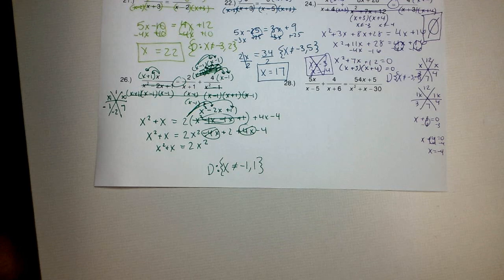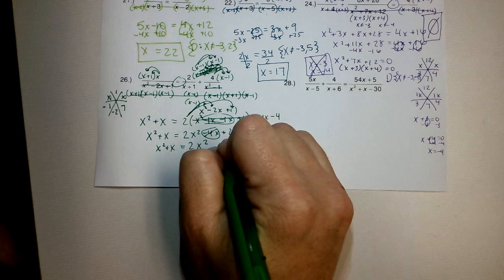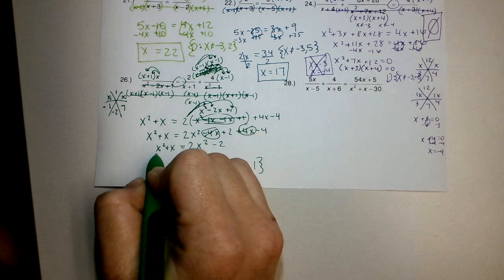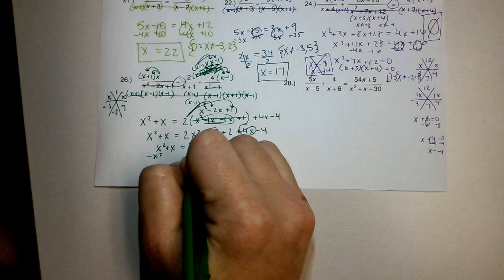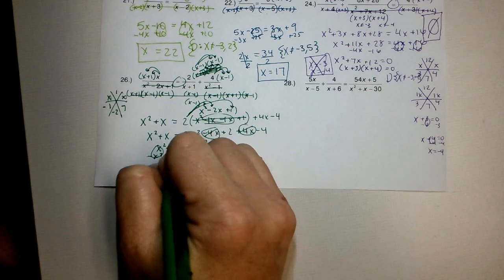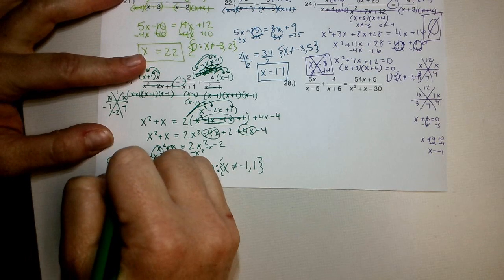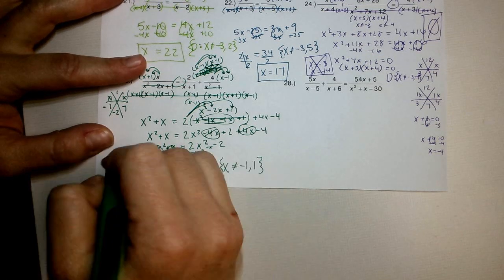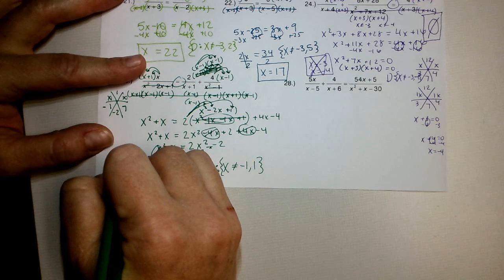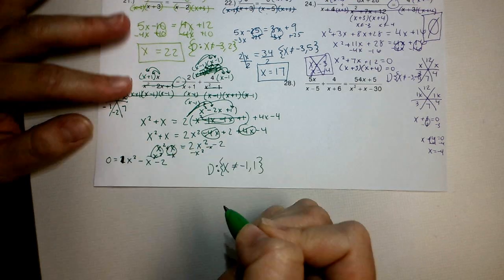Okay, so where was I? This gives me negative 2. So I'm going to move these. So minus x squared minus x needs to go in the middle. And I get 0 equals 2x squared minus 1x squared. Combining those, minus x minus 2. So we need to factor that.